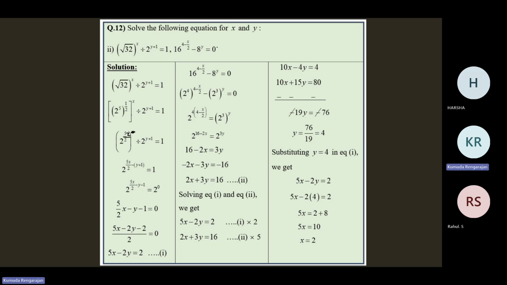Because it's 5 into 1 by 2 into x. So it's 5x by 2. That also is fine. So bases are same and it's division, so you'll have to subtract the powers. So 5x by 2, you can't see the minus. So that's the problem when it's exponents. There's a minus here. See, this is the power 5x by 2. This is the other one, y plus 1. And subtract the powers because it's division.